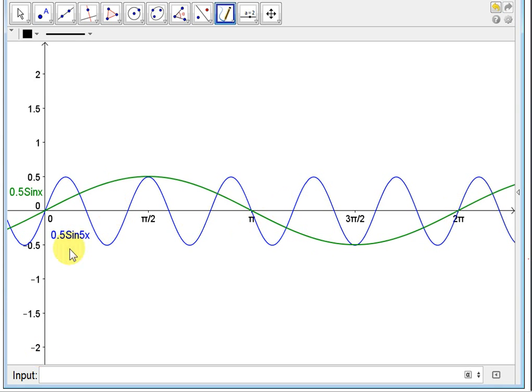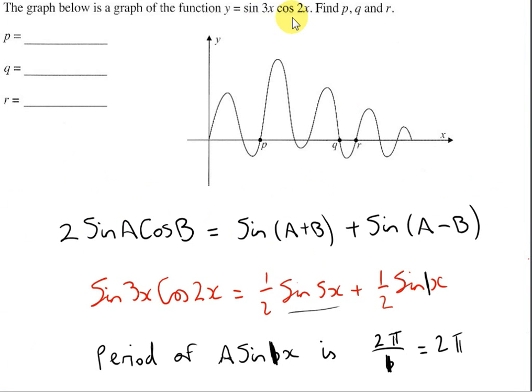Anyway, I'll show the three graphs. So we can just enter in these two. We can just add them, or we can enter in the original function. Well, the way it was given, sine 3x cos 2x, that might be a bit quicker.